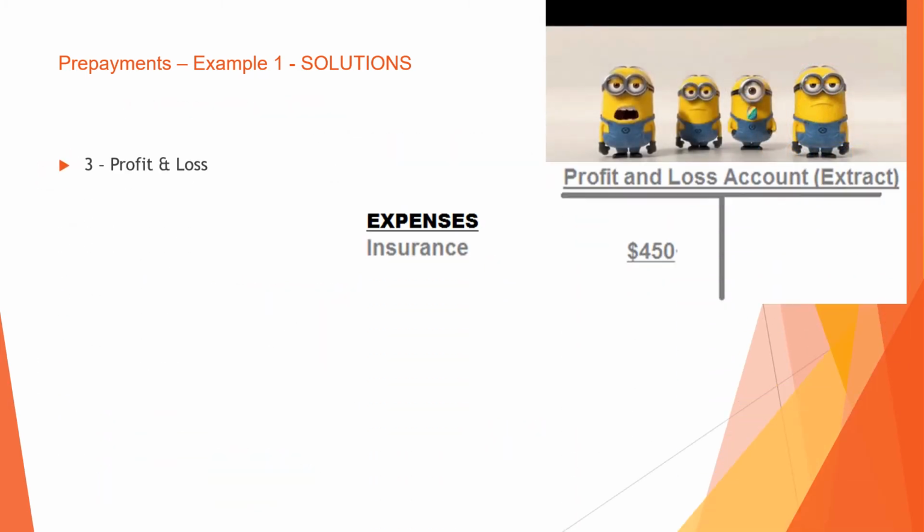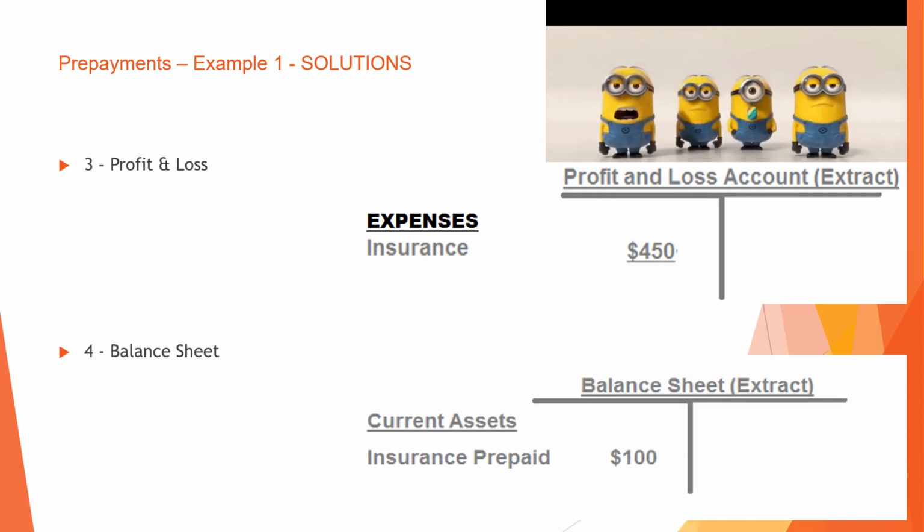So the last two entries, as we have discussed, insurance will go to the profit and loss as expenses on the debit side, and insurance prepaid will go to the balance sheet under current asset on the left hand side. So those are the two entries we have just discussed in the last slide, and that's how they look for the profit and loss and the balance sheet.